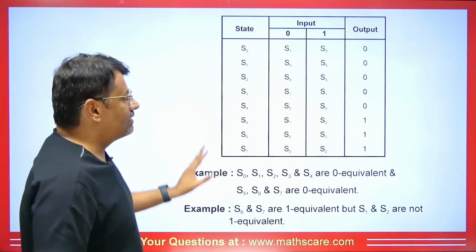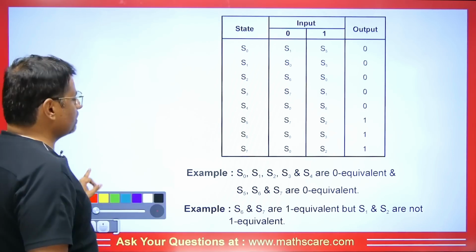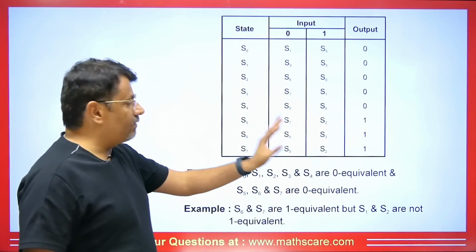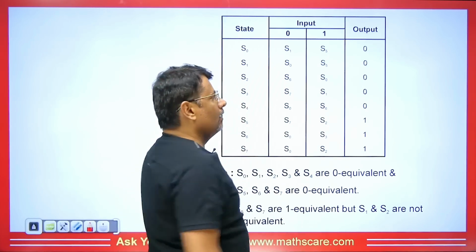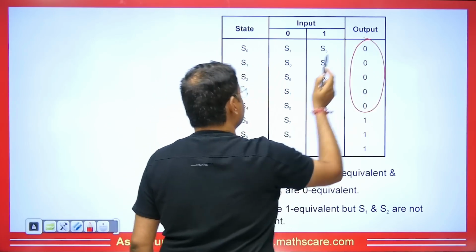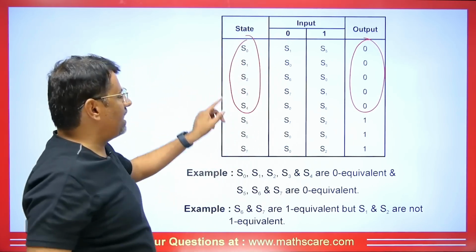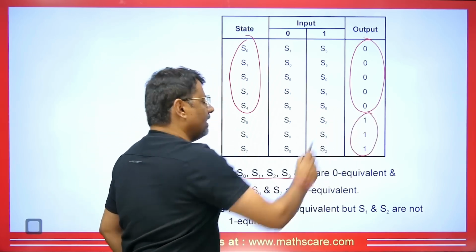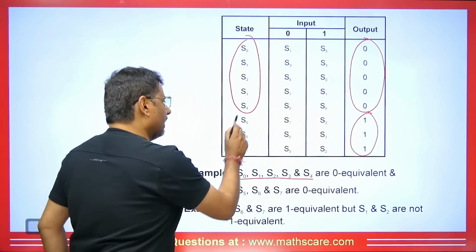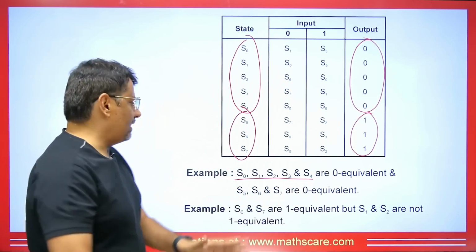First of all, we will see which are 0 equivalent states. You need to pay attention that whenever we determine 0 equivalent states, the output is either 0 or 1. The states whose output is 0 will belong to the same set, and this will be 0 equivalent. So S0, S1, S2, S3, S4 are 0 equivalent. And those for which the output is 1 will also be 0 equivalent, but they will belong to a different set. For example, S5, S6, and S7. So we can write like this.